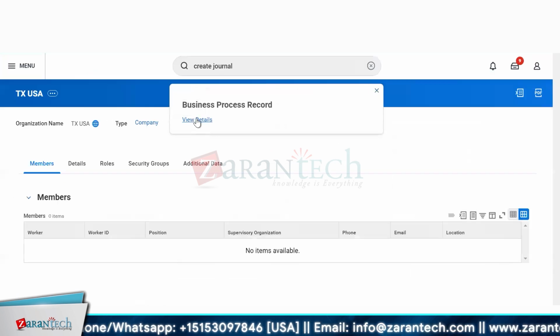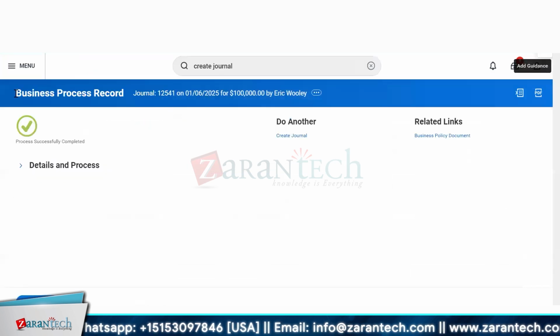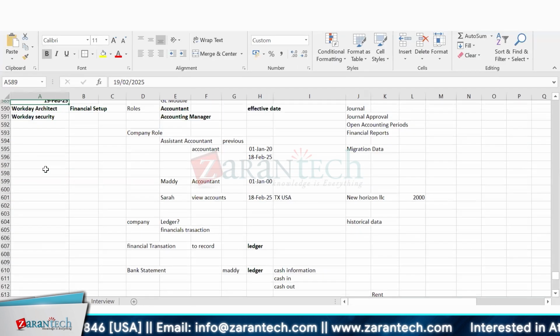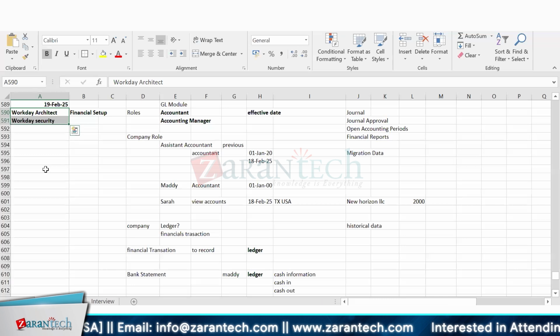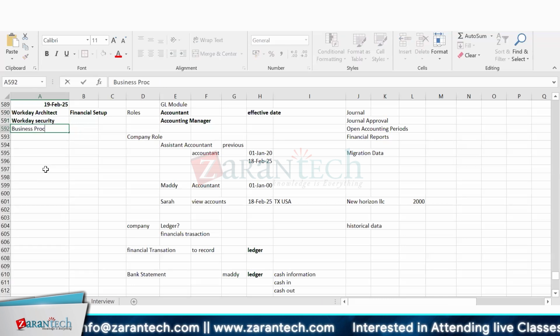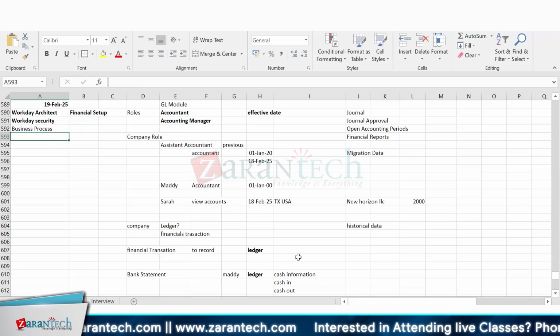So here a business process has been triggered. What is a business process? Why do we need to have it? This is another topic and we will discuss this in our security. Okay. In Workday security, we will discuss business process as well. So this is a separate topic.